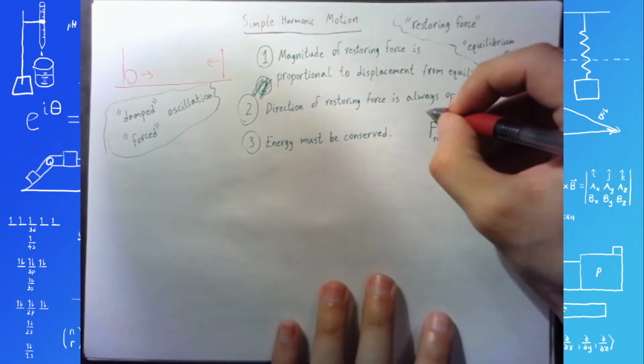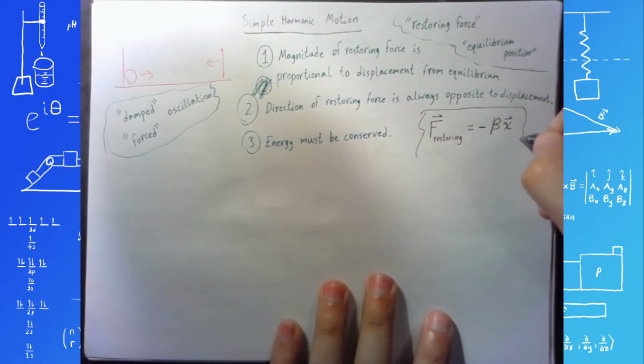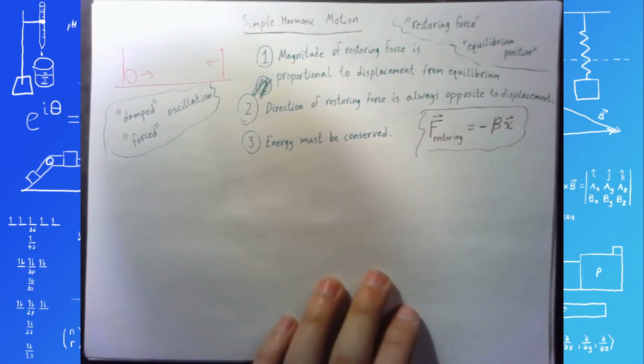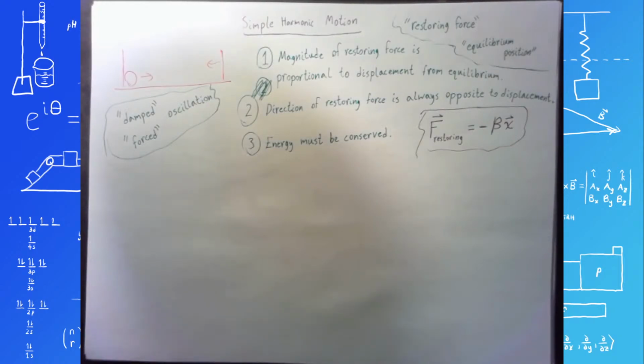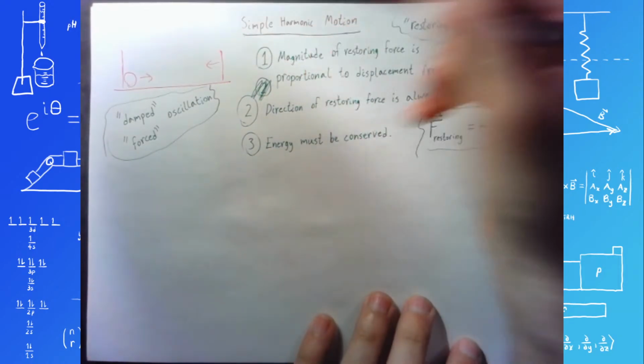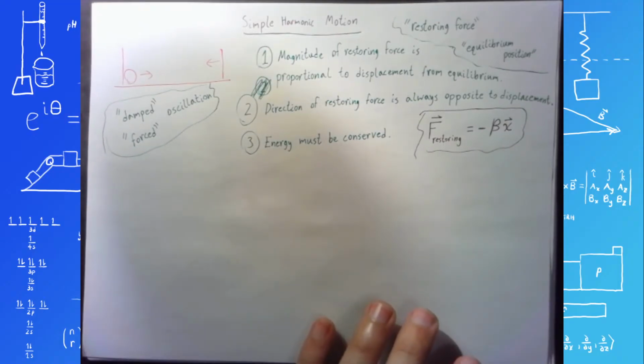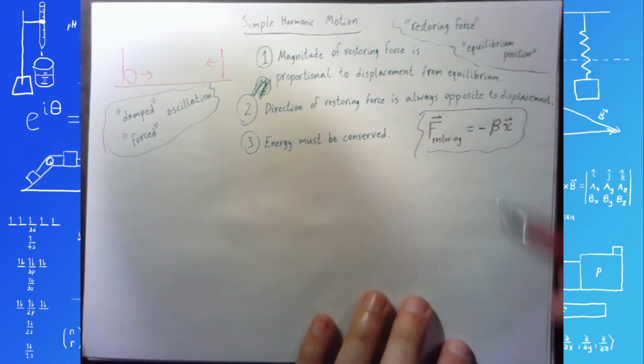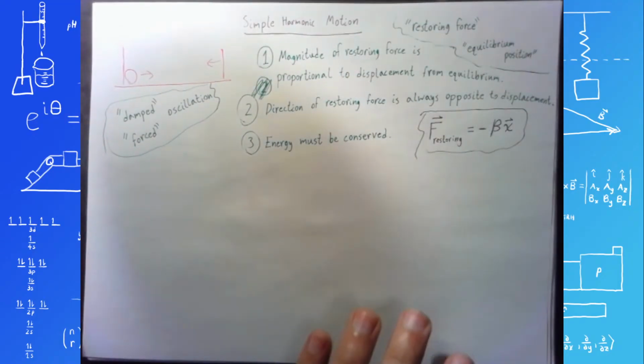So this right here, restoring force equals negative something constant times displacement. This summarizes conditions 1 and 2, and then condition 3, or I guess condition 2 if you think of 1 and 2 as a single condition, is conservation of energy. Easy peasy.